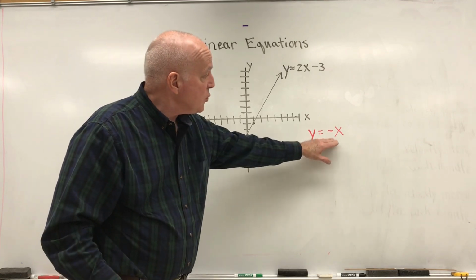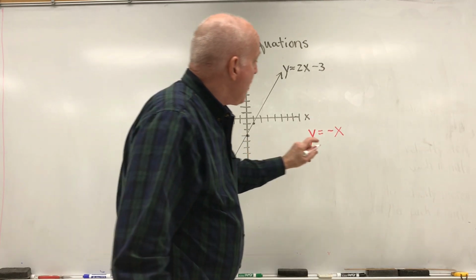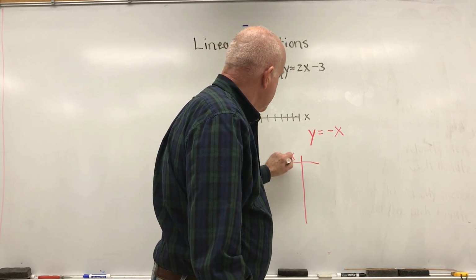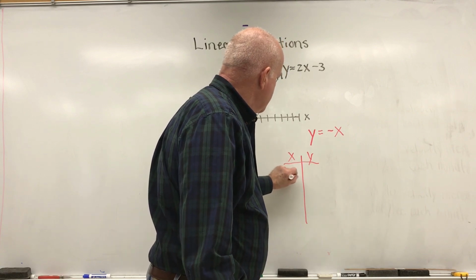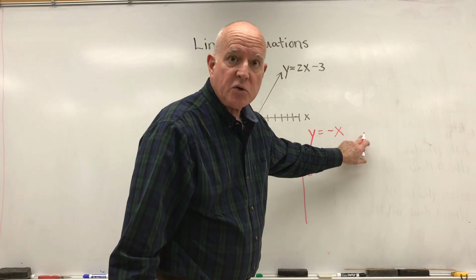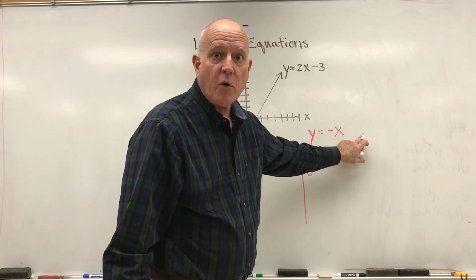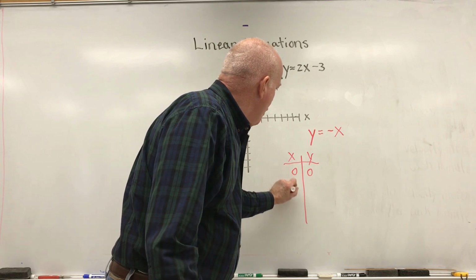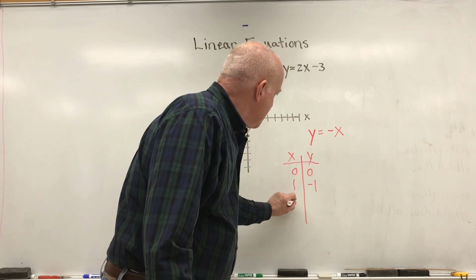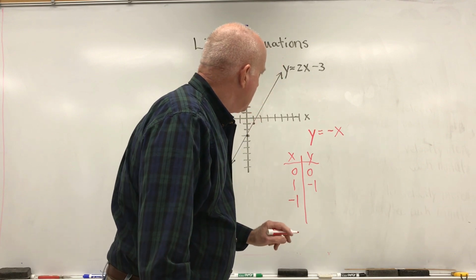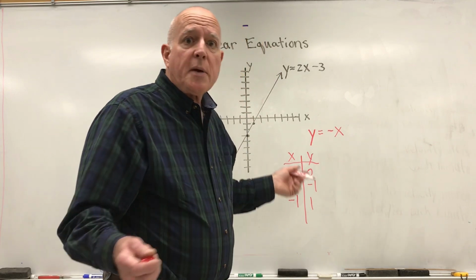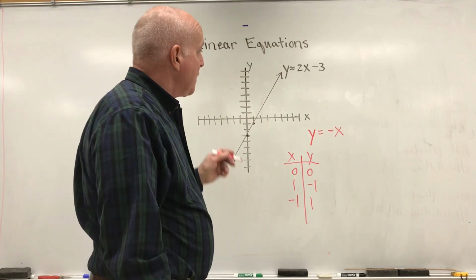So I'm going to graph this one in red. Let's start off by making a data table of x and y values. So this is x and y. So when x is 0, y is 0. There was no y-intercept in this slope intercept form of the equation. When x is 1, y is negative 1. When x is negative 1, y is 1. Okay, I've got 3 points, actually 2 points to define a line, so I can graph it.